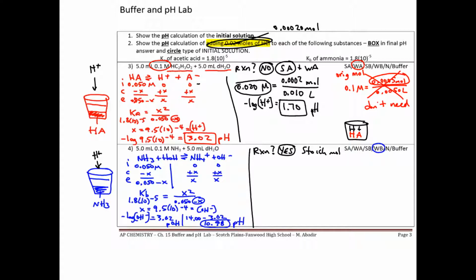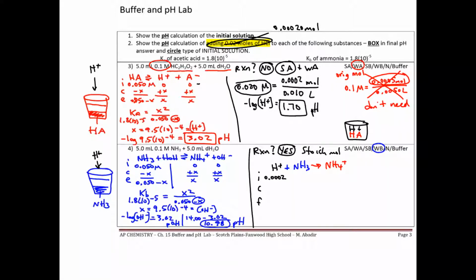So what's the reaction going to be? The H plus is going to react with the ammonia to form ammonium. So you're going to do this in moles, stoichiometry, ICF. The initial H plus is going to be 0.0002. That's what we're adding in.